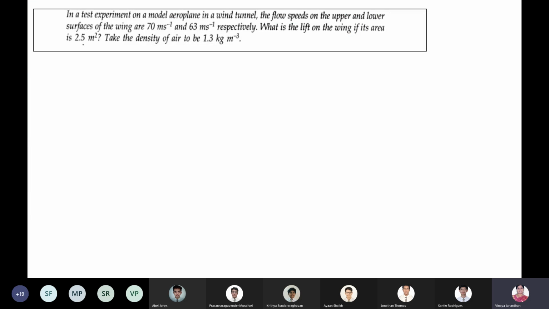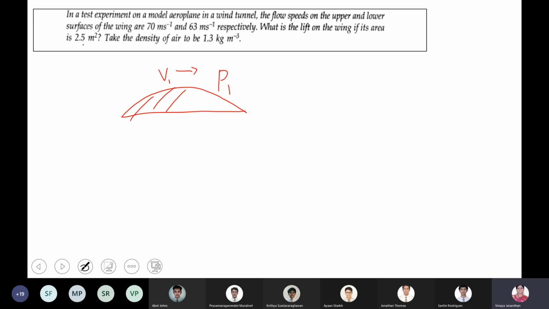Now here in this case, we'll have to apply Bernoulli's theorem. Boys, please listen. So this is an aerofoil. I'll take here the speed as V1, pressure as P1. Here, this is an aeroplane, the wings of your airplane. Now this is velocity V2. Here the pressure is P2. Clear, boys? So what is your Bernoulli's theorem?